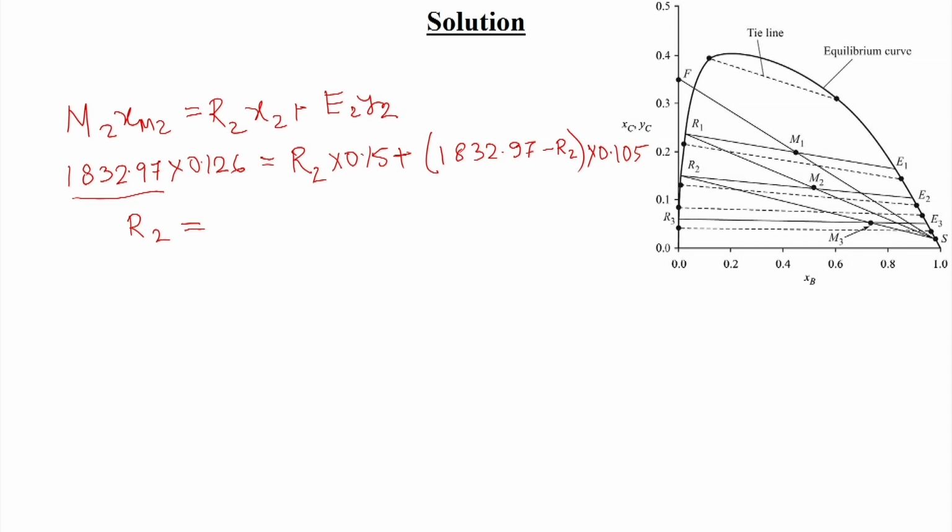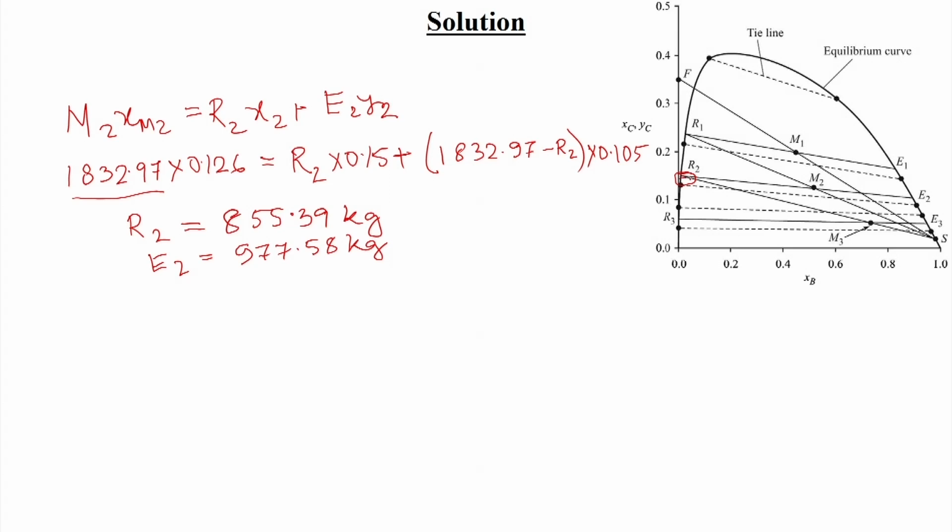R2 is equal to 855.39 kg. Then E2 is the total, 1832.97 minus 855.39, which comes out as 977.58 kg. So, this R2 that we have is now the feed to stage 3.